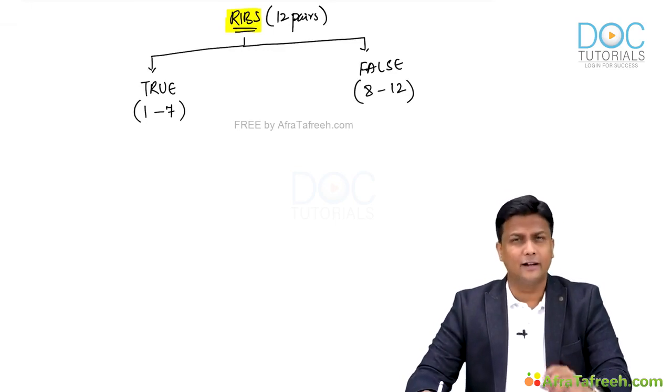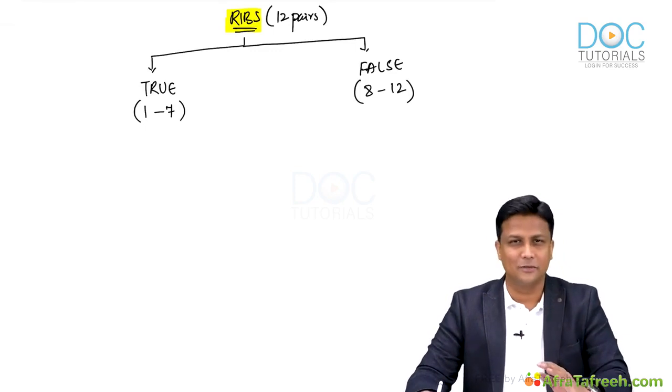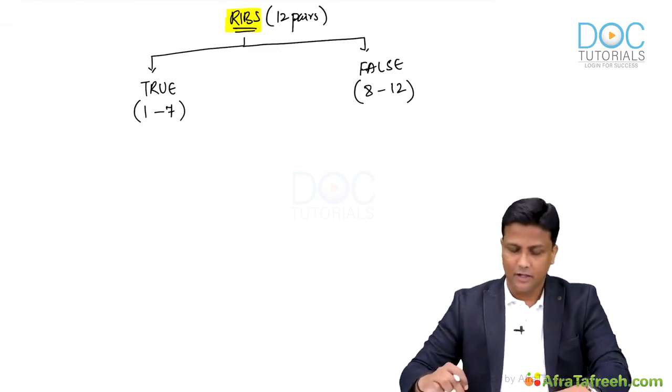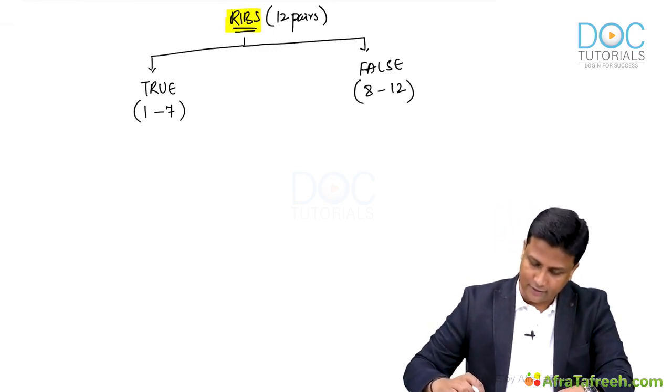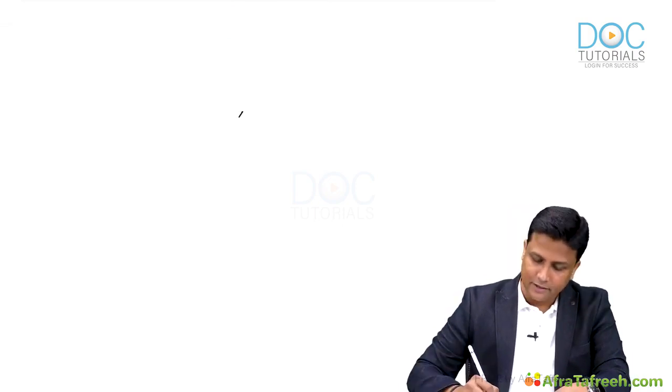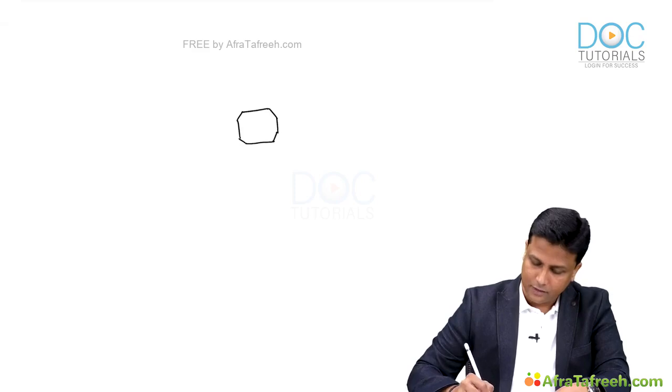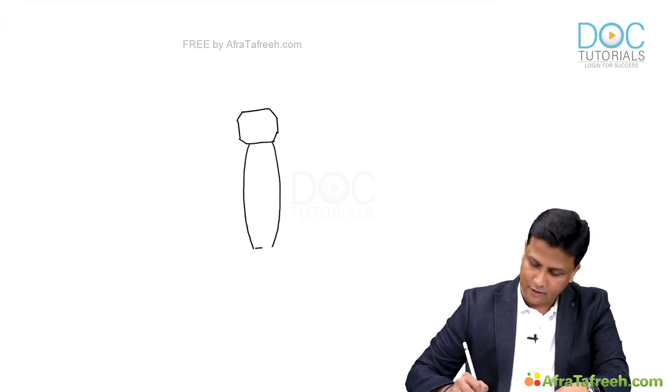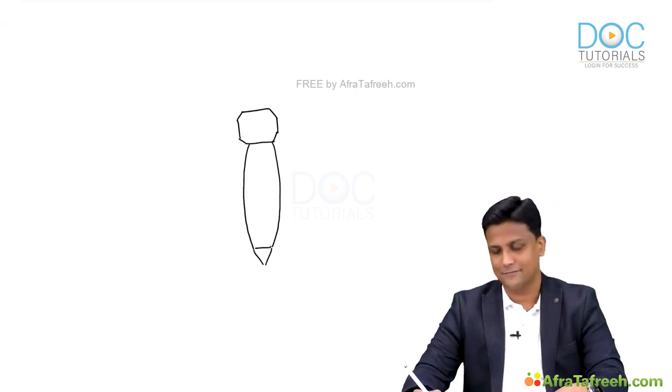Now I want to understand what is the difference between true ribs and false ribs. What are the true ribs? What are the false ribs? To understand that, let's draw a small diagram here. For example, if this is the manubrium of the sternum, then followed by that this is the body of the sternum, and this here is the xiphoid process of the sternum.